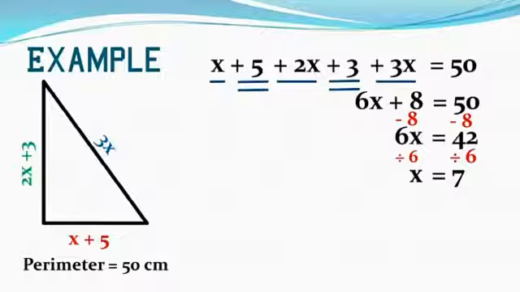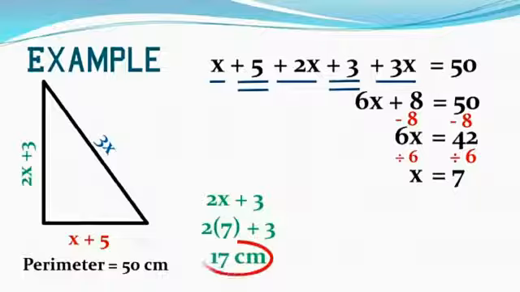What is the first side? x plus 5. The value of x is 7, so 7 plus 5, which is 12. So let us find 2x plus 3. 2 into 7 plus 3. 2 into 7 is 14. 14 plus 3 is 17 centimeters.